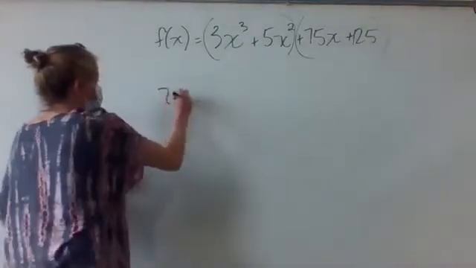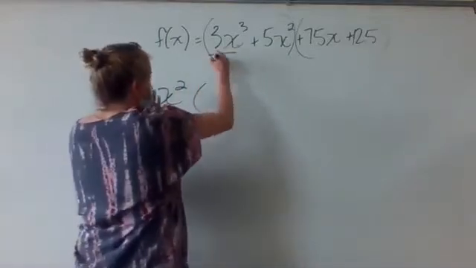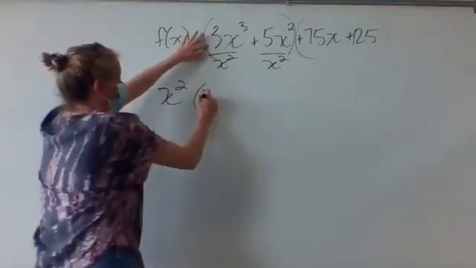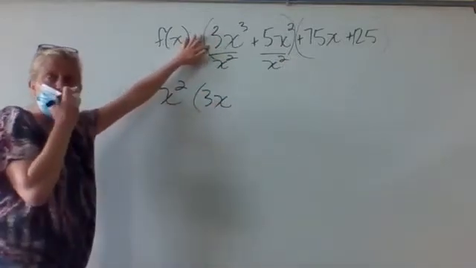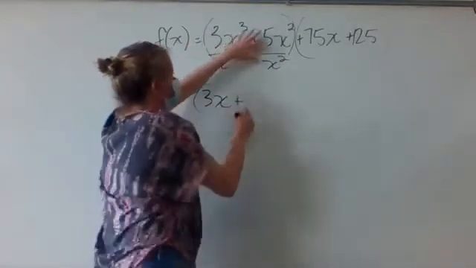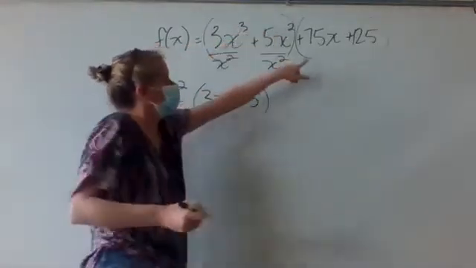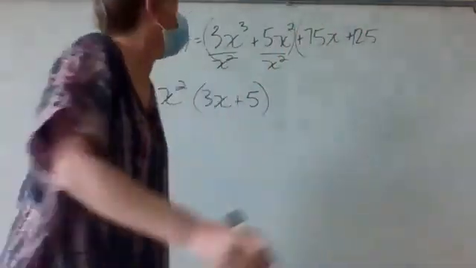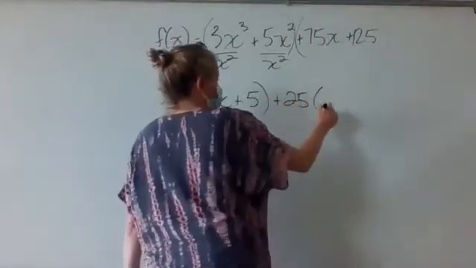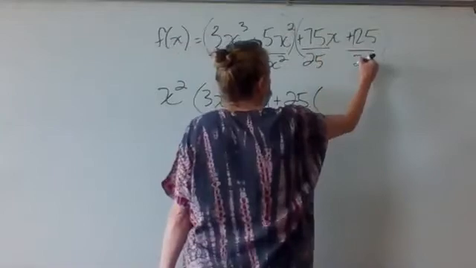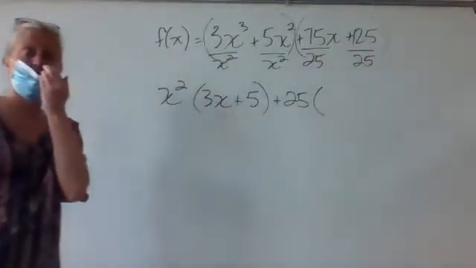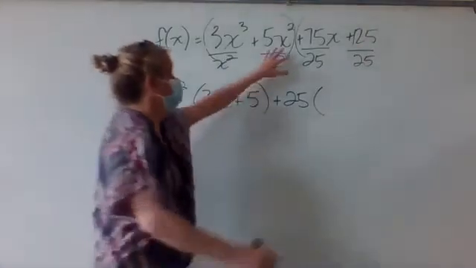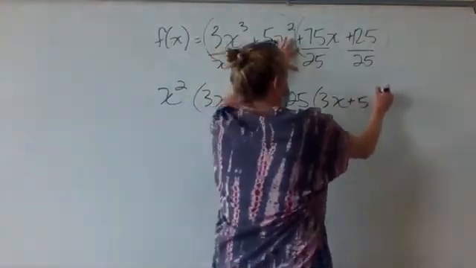In my first group, it looks like I can pull out an x squared. So let's see what's left. If I took out an x squared from this first term, I'm left with 3x. If I took out the x squared from this term, I'm just left with the 5. This time I do see something in common. The greatest common factor of that second group is positive 25 goes into both of those. Let's see, that'll leave me with a 3x plus 5.